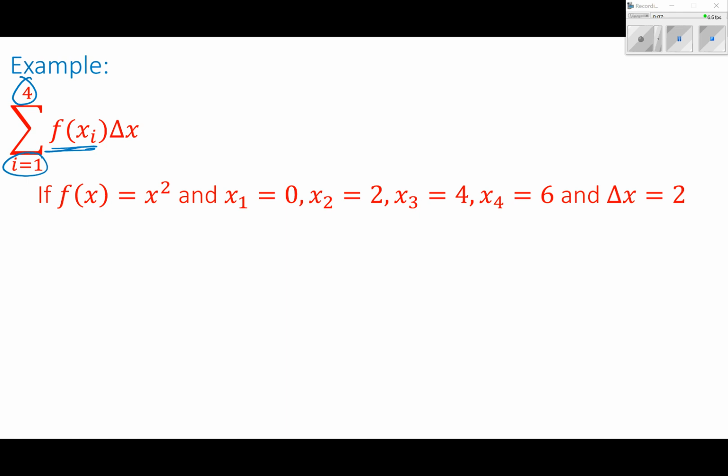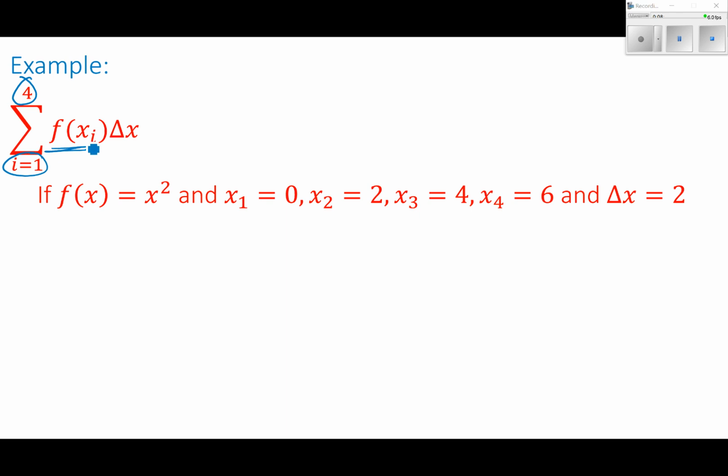Okay, so they're telling me my function f of x is going to be just x squared, and they're telling me that x sub 1 is 0, x sub 2 is 2, x sub 3 is 4, x sub 4 is 6, and that delta x piece is 2. So I needed a lot more information to be able to work this out. But now that I have this information, I can break apart the summation notation to actually use my function, add up all the terms, and find what the sum is.